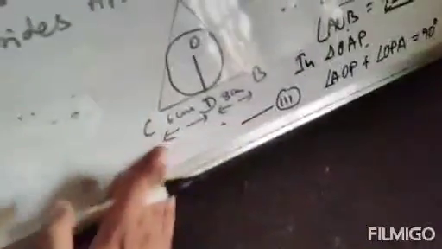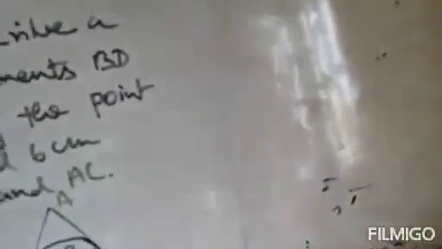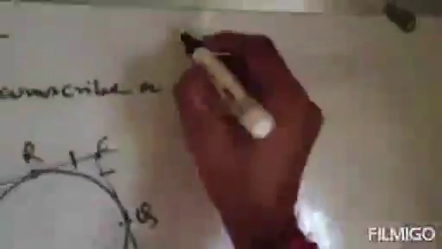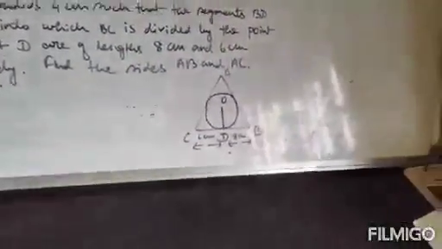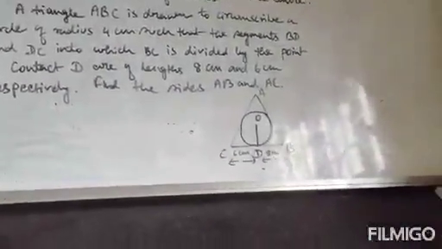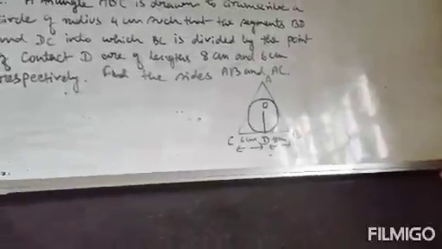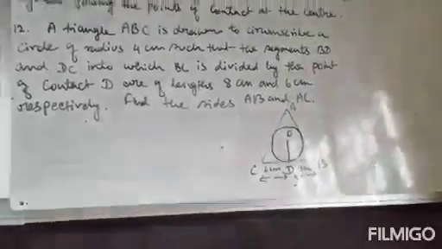Next question, the last question of this chapter, and the chapter will be complete. Question number 12 will be a little bit lengthy. Question number 12 says triangle ABC is drawn, and the diagram is given to circumscribe a circle. That means a circle is drawn within the triangle, and the radius is given as 4 cm.